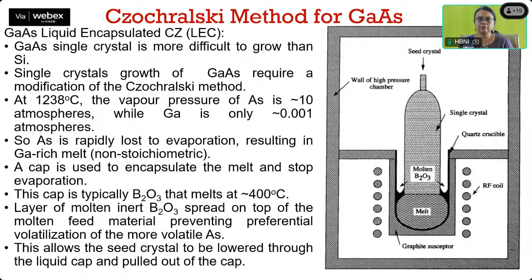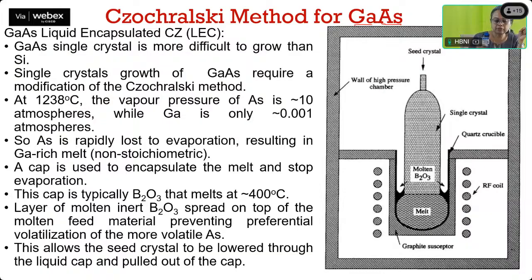Now we were talking about silicon till now, but what about the other semiconductors, our compound semiconductors? Coming to gallium arsenide, it is also grown by the Czochralski technique, but there is a problem here. We have gallium and we have arsenic. It is more difficult to grow than silicon. Why is it so? Because of this problem, we will be modifying the Czochralski method.